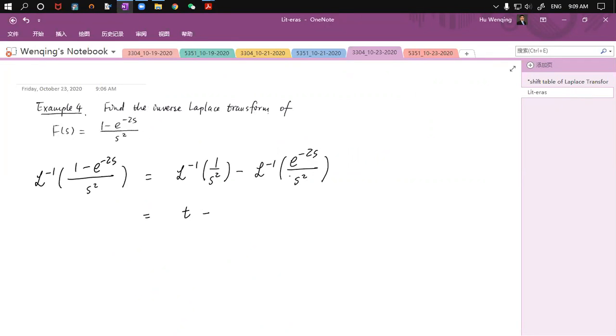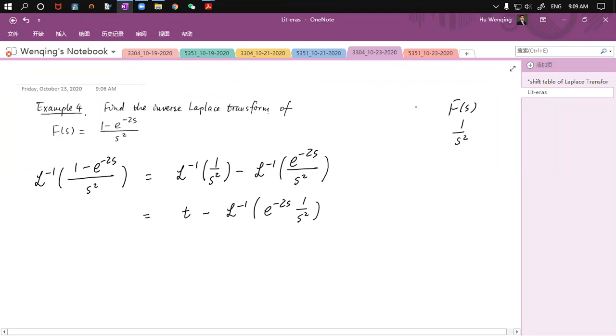But for this one, what happened here? Well, this is the inverse Laplace transform of e to the power of minus 2s times 1 over s squared. So basically I'm having the following transformation. Capital F of s is 1 over s squared, and the inverse Laplace transform is f of t, which we know is equal to t. So t corresponds to 1 over s squared. What happened here is that 1 over s squared is replaced by e to the power of minus 2s times 1 over s squared. So this is e to the power of minus 2s times F of s.